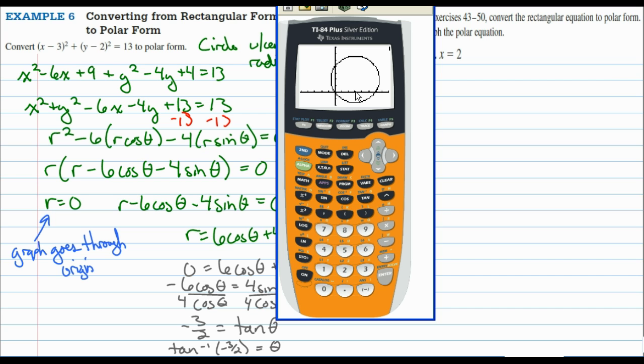So there's my circle. It definitely looks like it has center (3, 2). I'm going to hit trace. And I want to make sure that maybe the point inverse tangent of -3/2, 0 is on there. Well, it would be (0, inverse tangent of -3/2). So I'm going to hit trace, and then I'm going to put in inverse tangent of -3/2, which does in fact have an r value of 0.